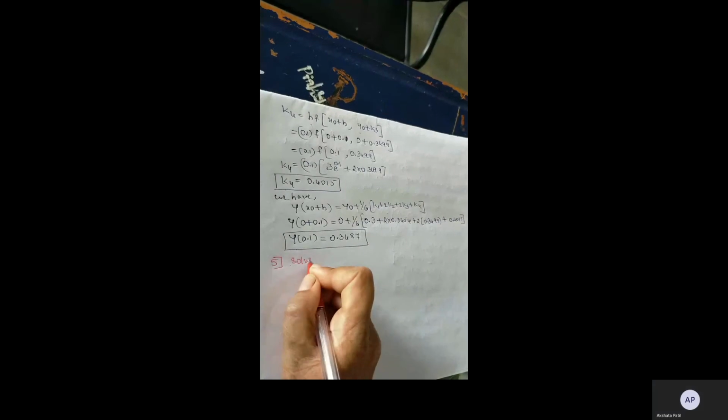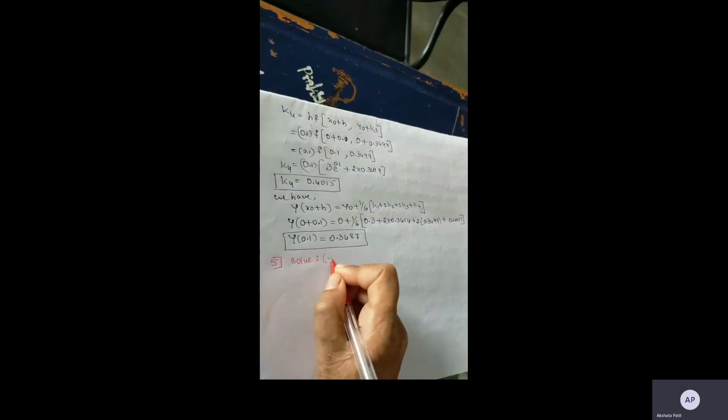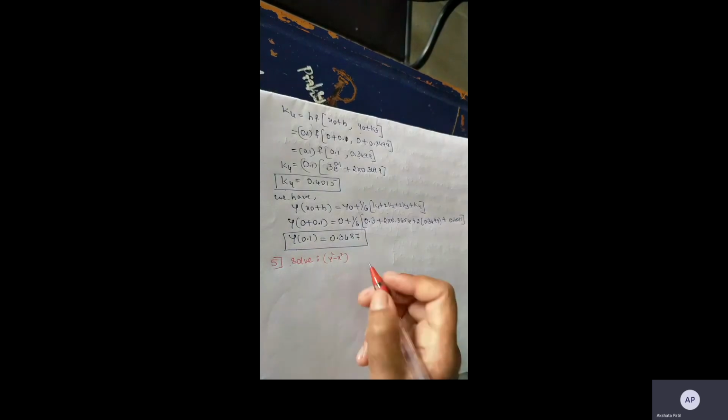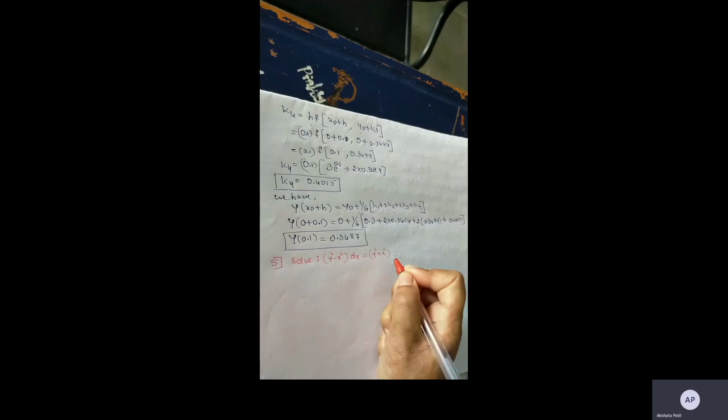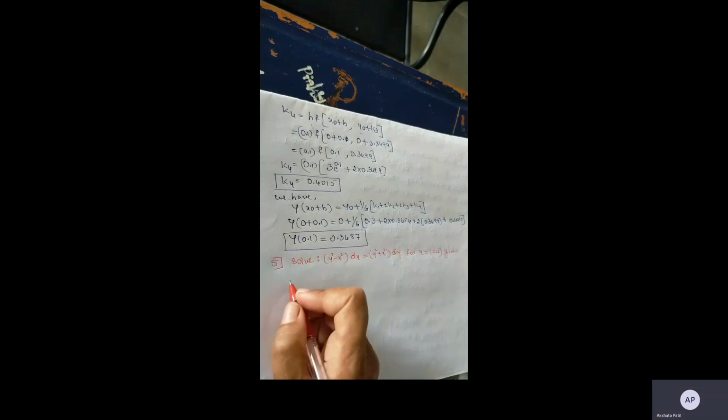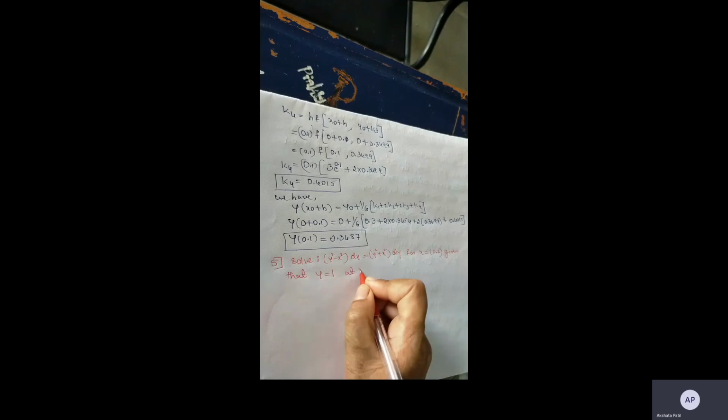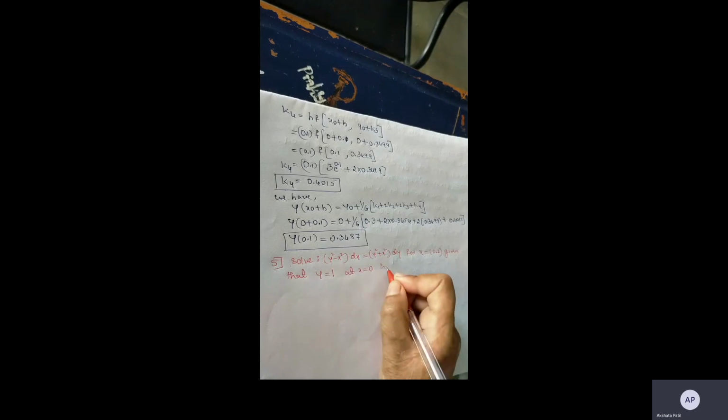Okay, write it down, example number 5. Solve (y² − x²) dx = (y² + x²) dy for x = 0.2, given that y = 1 at x = 0 initially, by applying the RK method.